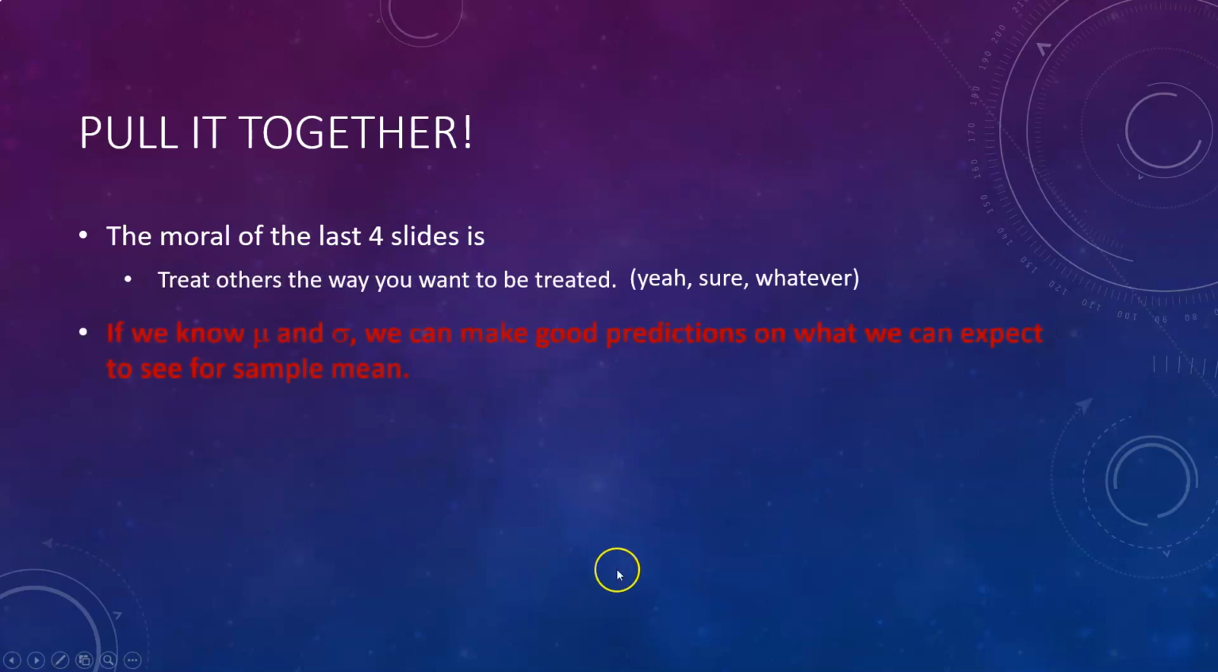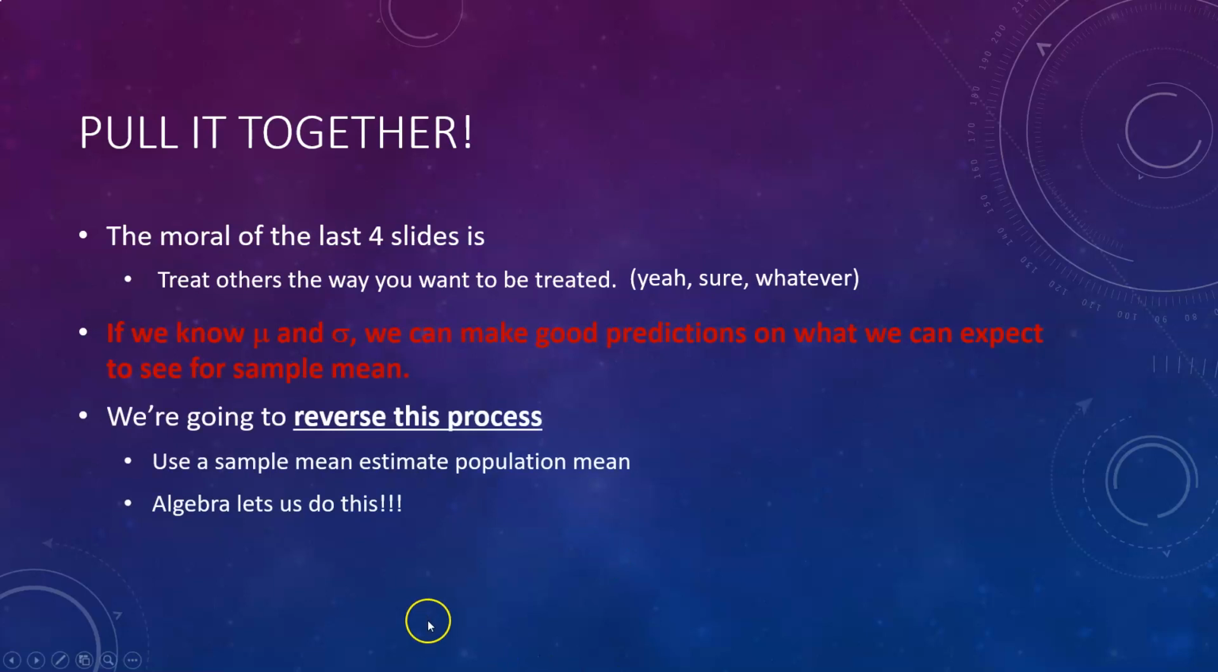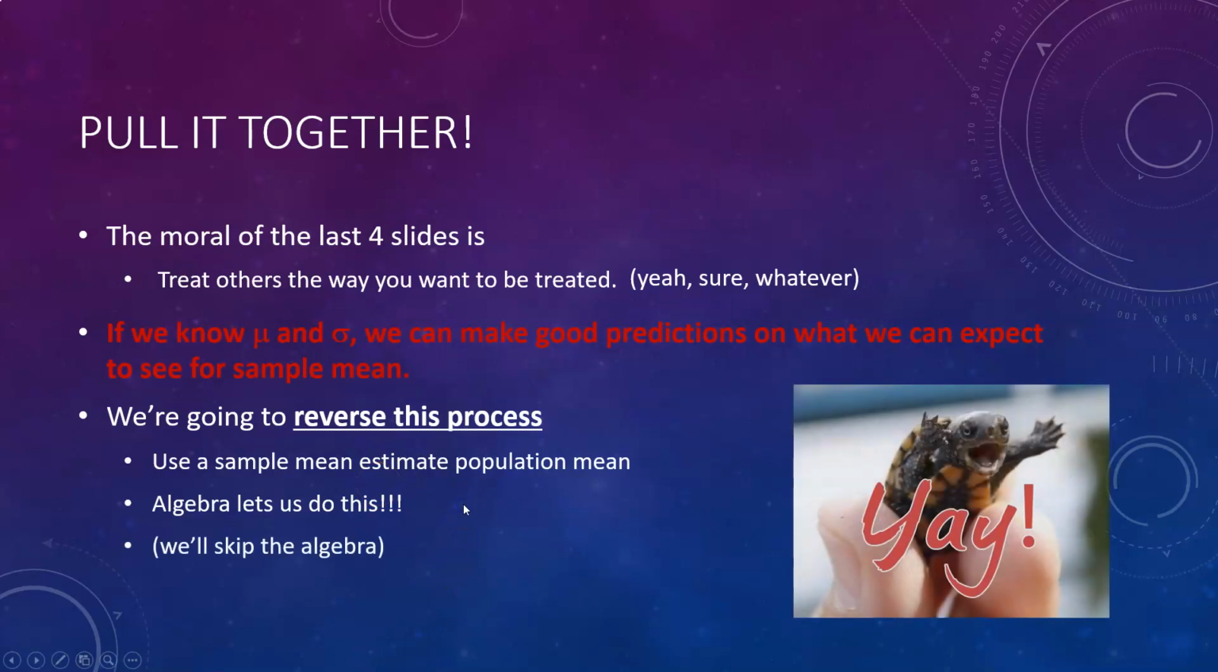Yeah, that's fine. If we know the mean and standard deviation of a population, we can make good predictions on what we can expect to see from the mean of a sample. We're going to reverse this process because we typically don't know the mean and standard deviation of a population. That's the point. That's why we are here. But the fact that those calculations are in place, we can reverse them using algebra. And we're going to skip the algebra. The calculator is going to do all of the work for us.